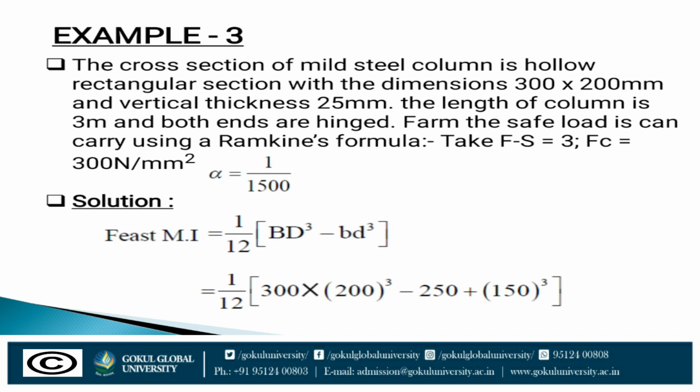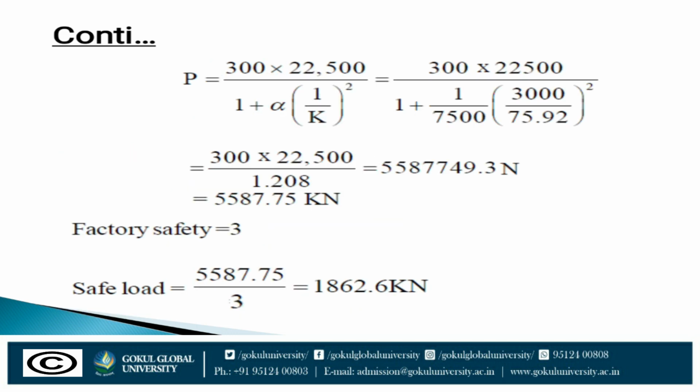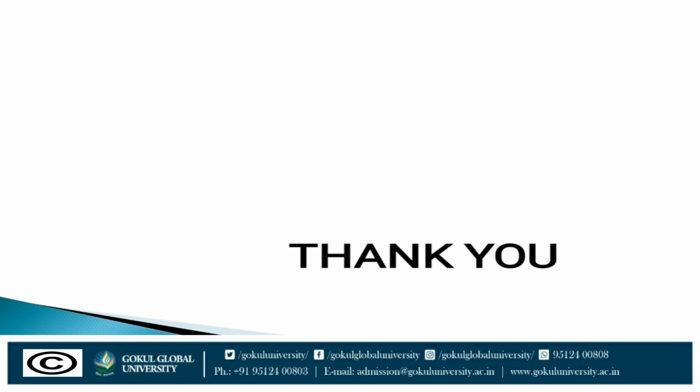First, we have to identify the moment of inertia. For moment of inertia, it is the hollow section, so 1 by 12 BD raised to 3 minus small bd raised to 3, so it is external minus internal. Then we identify the K, then the cross section area, then P. We have the equation for Rankine, factor of safety 3, so we can identify the safe load. All these equations give the basic idea about how to identify the columns and strut for the different loading conditions.